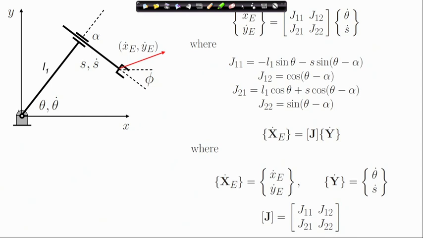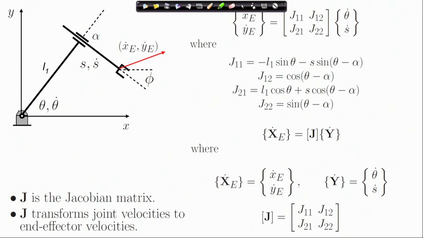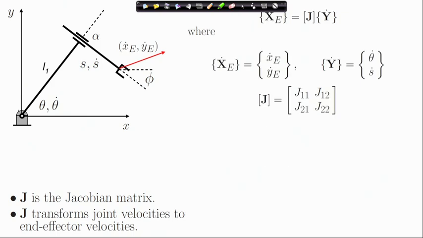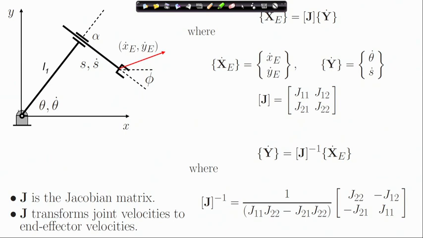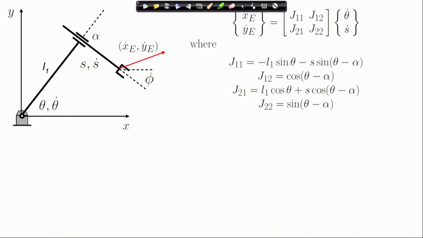So, in the compact form we had written out the velocity relations. Here we have the Jacobian matrix, which transforms the joint velocities to end effector velocities, and to find out the joint velocities corresponding to a desired end effector velocity, we have this inverse relation. And we are discussing the existence of the inverse of the Jacobian.